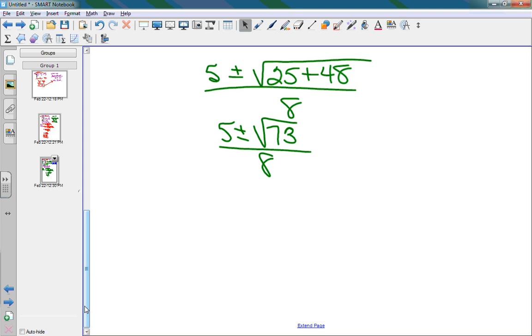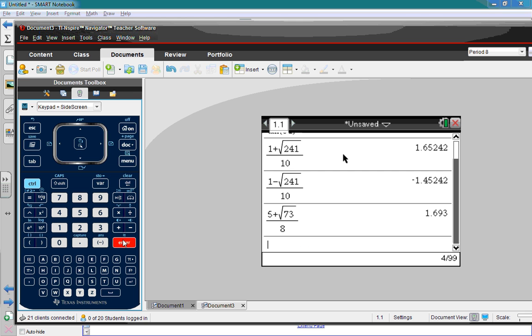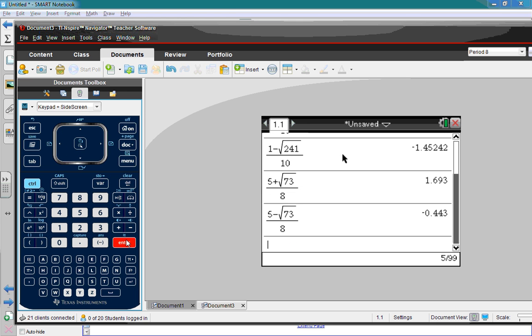I go back over to my calculator, because it's a wonderful little thing. It was 5 plus the square root of 73, in parentheses, divided by 8. Can I get 1.69? And then I arrow up, hit enter, and backspace this, and I get a negative, and hit enter, and I get negative 0.44. Do we understand how they got those answers now? Yes. Wait, what are the answers? 1.69 and negative 0.44.